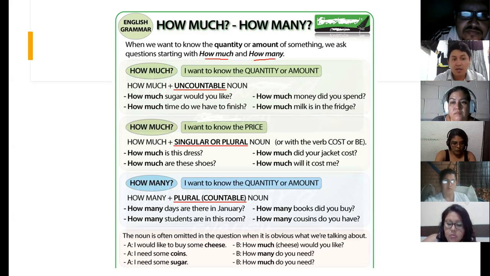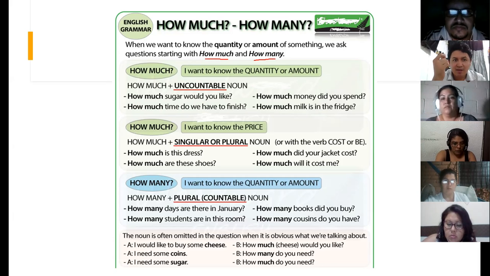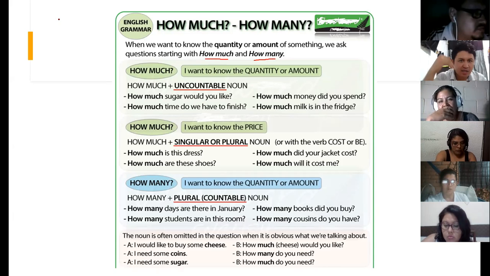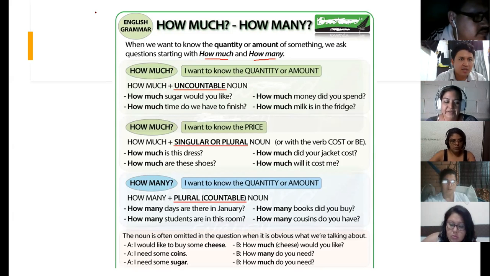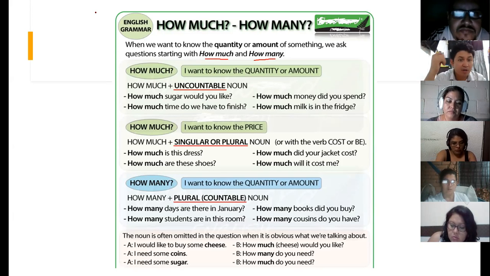How much money do you have before payday? How much money do you have before the next payday? Para la siguiente quincena o el siguiente día de pago, how much money do you have left? Okay?